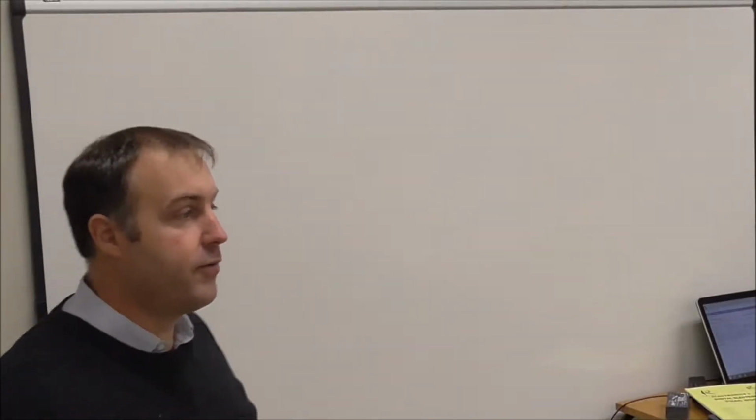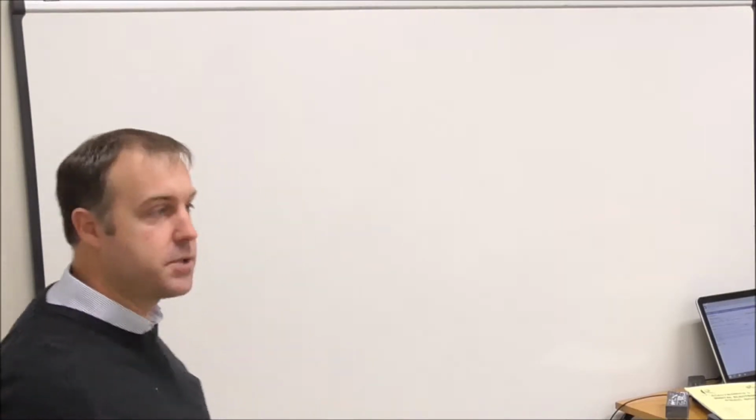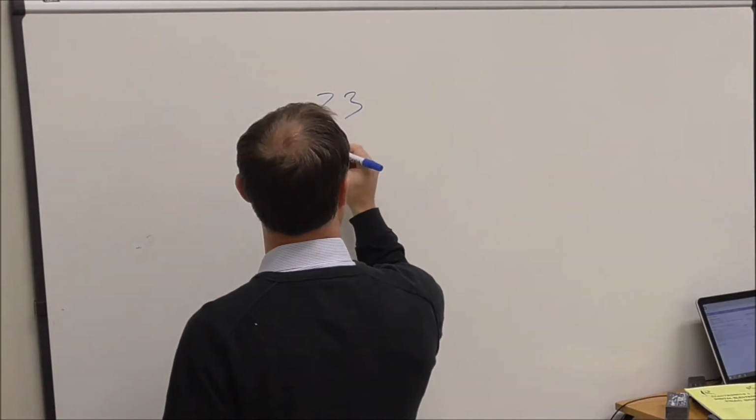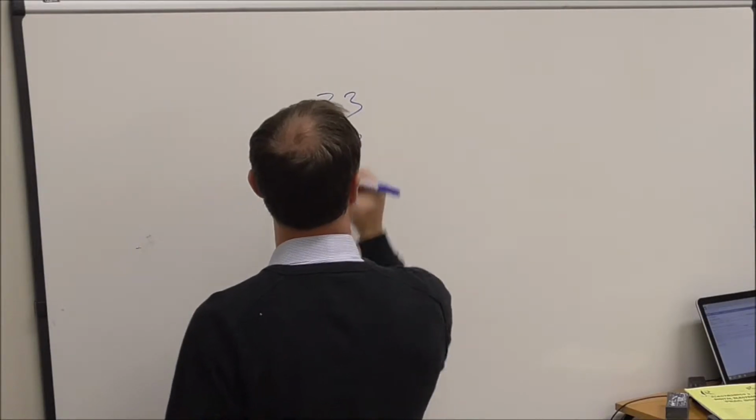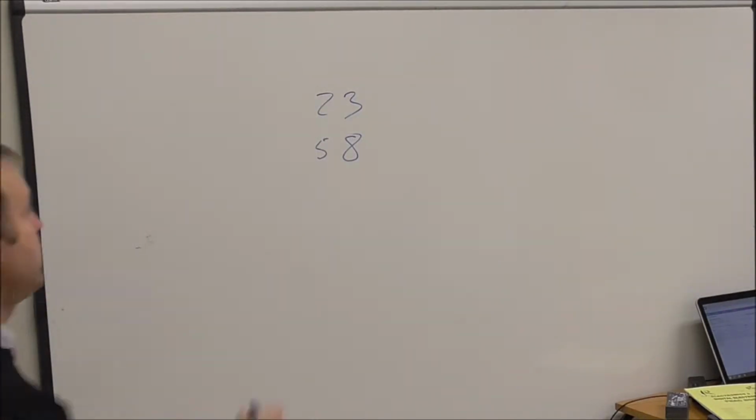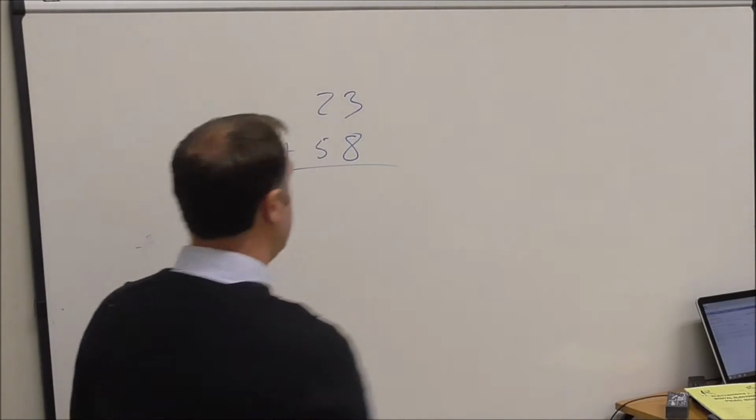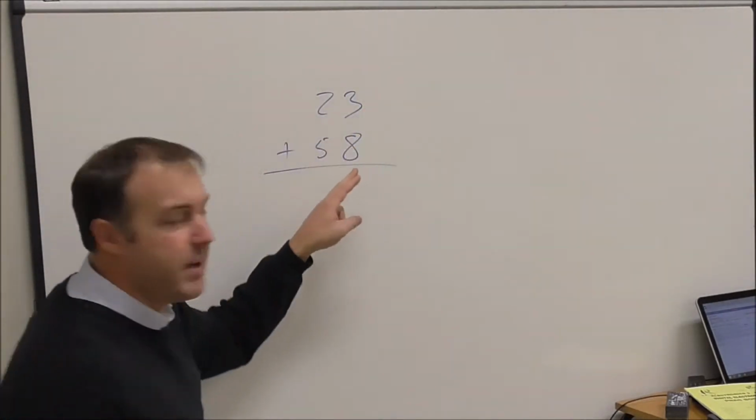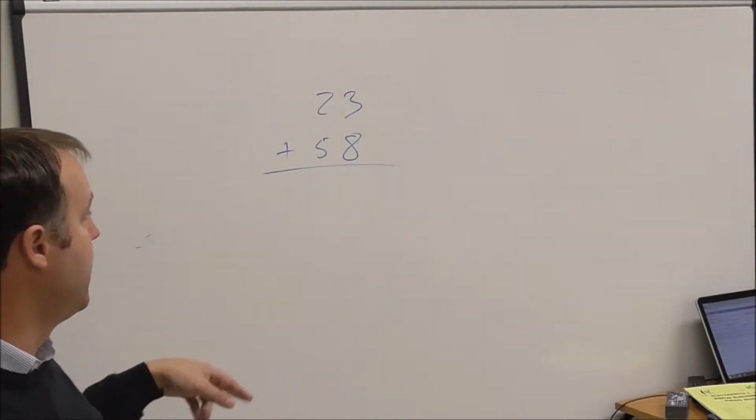So addition of binary numbers is actually not really that different than the addition of decimal numbers, in the same way that you've probably been doing since about grade 4. So if you had two decimal numbers like 23 and let's make it 58, if I were to add those two together on paper like this, I add 3 to 8, that makes 11, doesn't it? 3 plus 8 is 11.